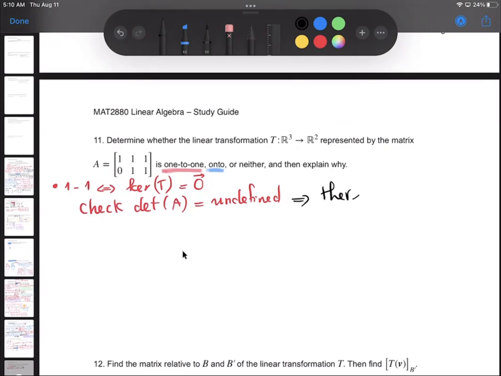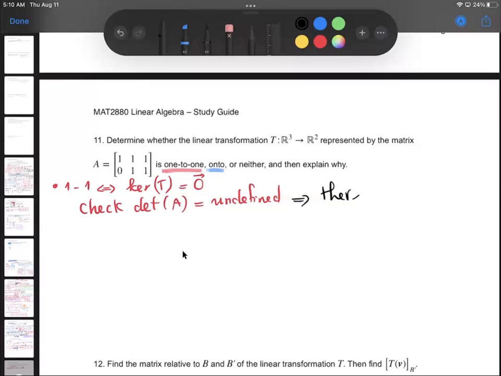R3 is the dimension of the domain. That's the dim of the domain, which is n, and n is 3 here. And then R2 is the dimension of the arrival.